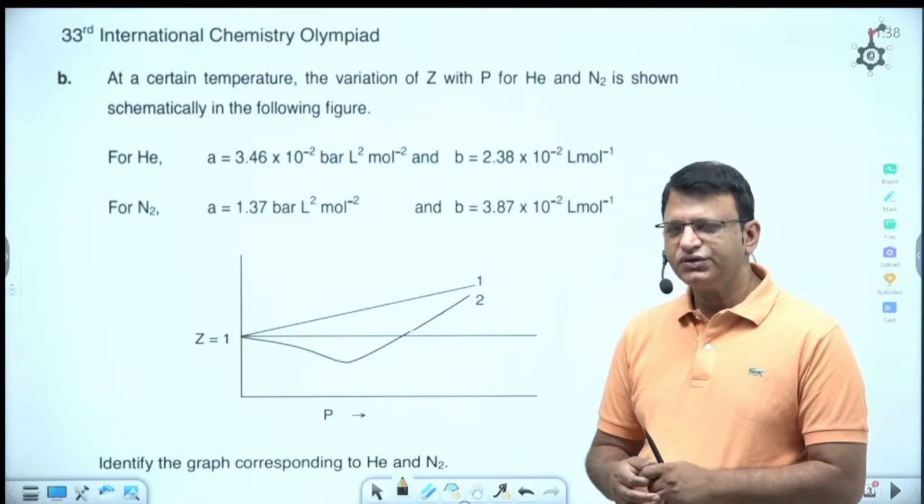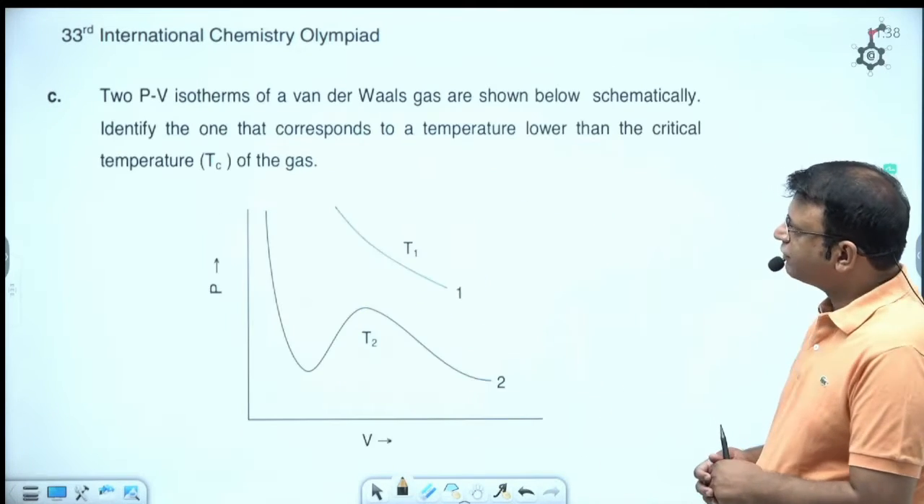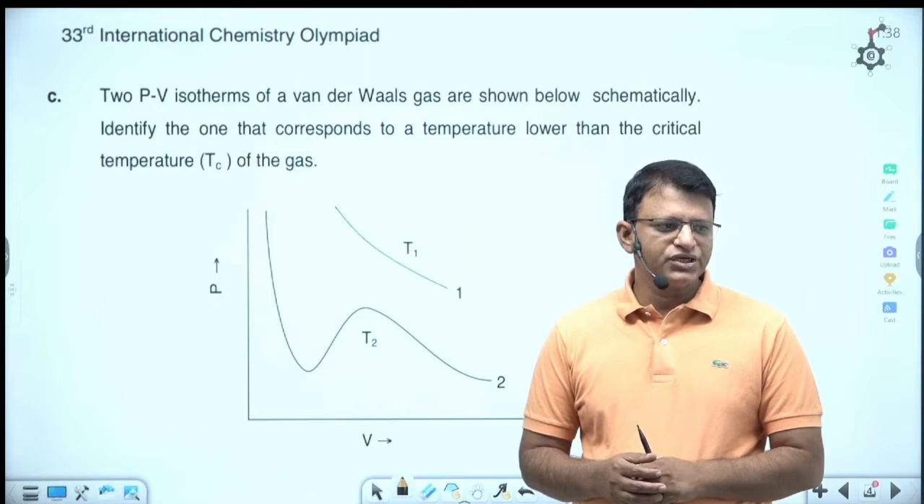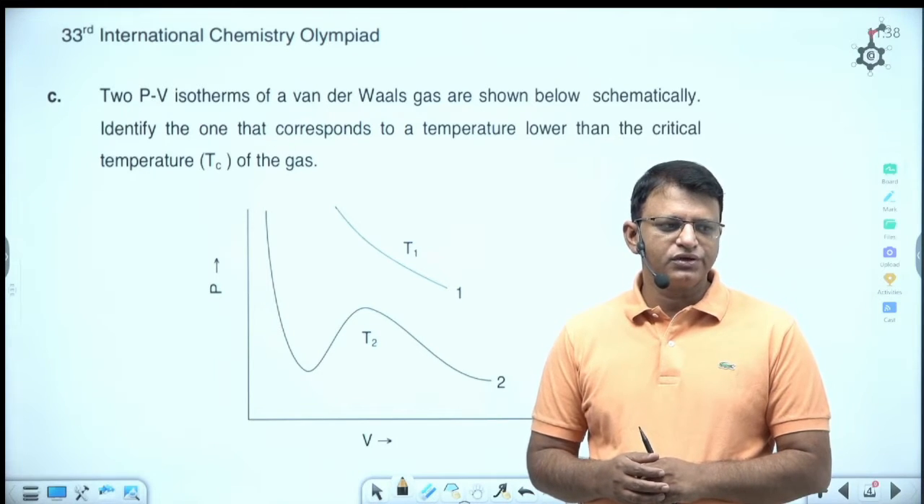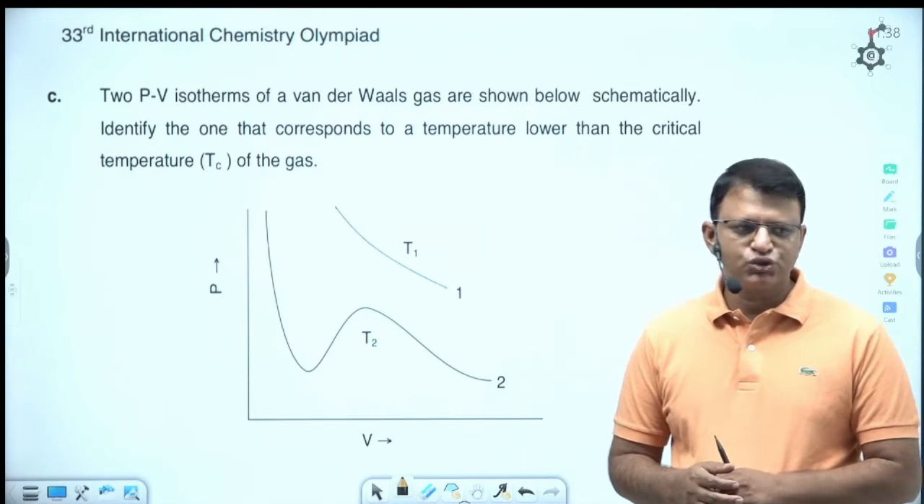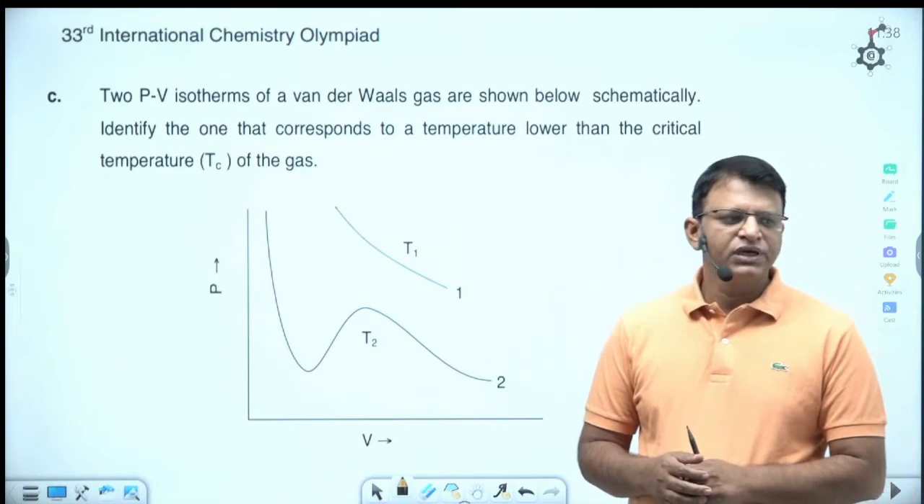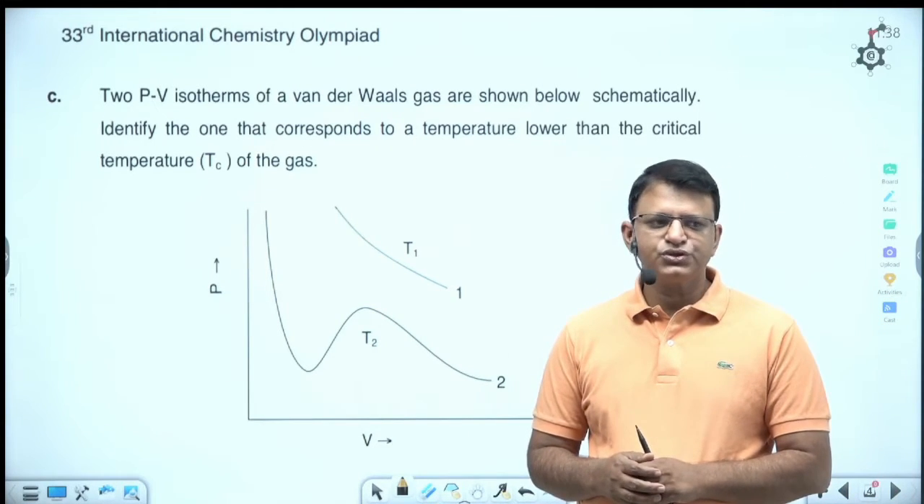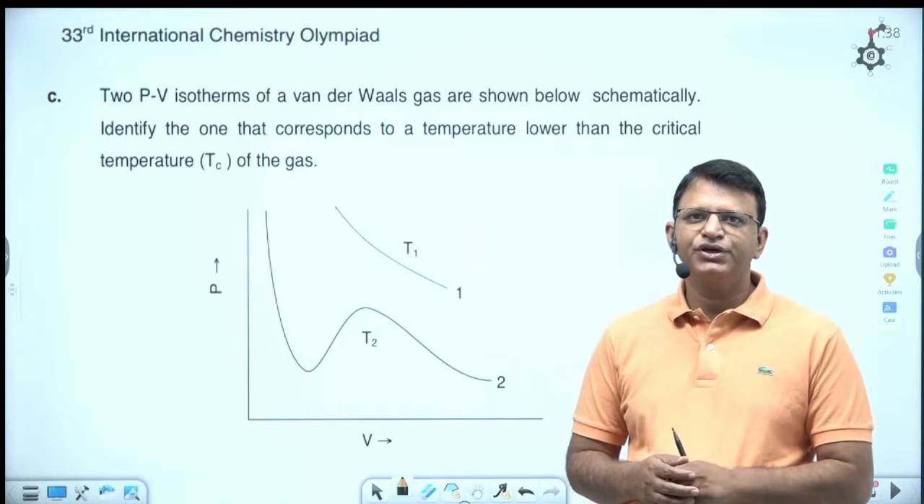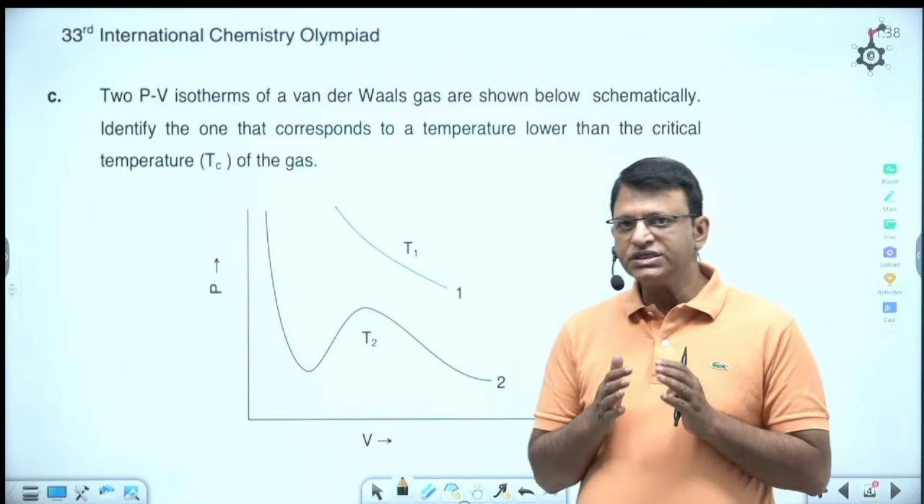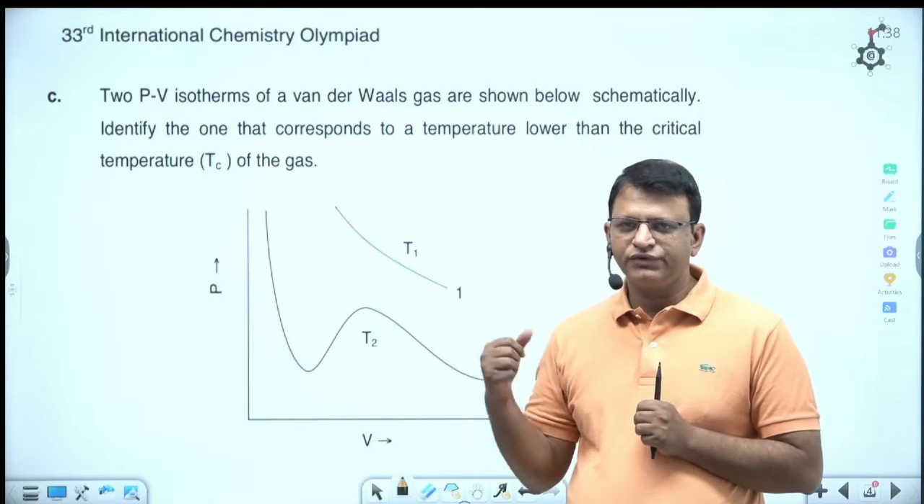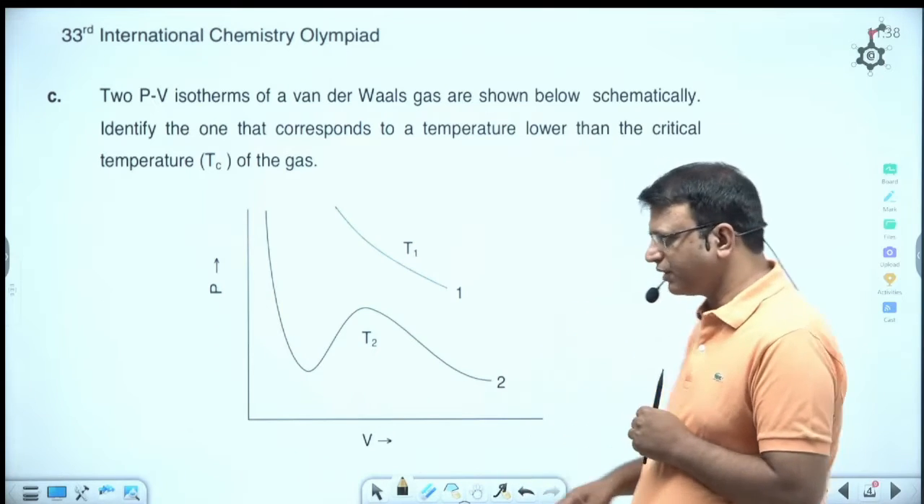graph is for nitrogen. Then the third part of the problem, C part, is two pressure versus volume isotherms for a van der Waals gas as shown below schematically. Identify the one that corresponds to a temperature lower than the critical temperature of the gas. So what is the importance of critical temperature we are going to discuss in this part of the problem.